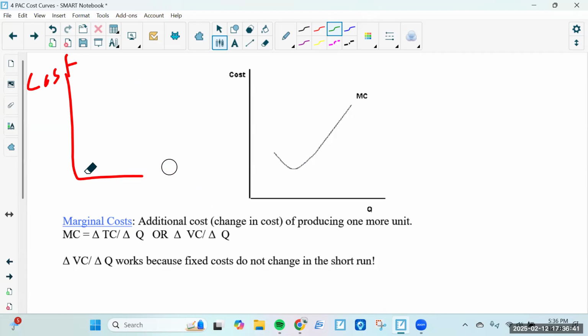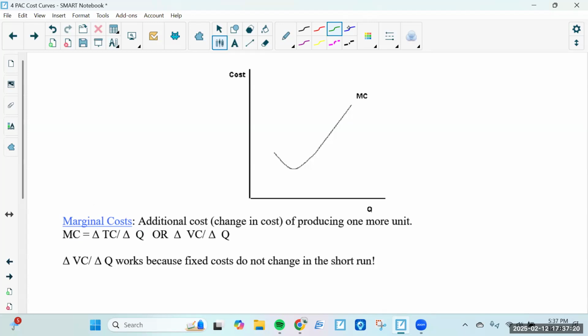Why is it shaped like this? Well, it's shaped like this because of the law of diminishing marginal returns. Before I get into that, let's find out what it is. Marginal cost, marginal means additional, and this is the additional cost of producing another unit. There are two different ways of calculating it. We can do the change in total cost. Delta means change in this course, the delta symbol is change. It's the change in total cost divided by the change in quantity. In other words, how much more total cost do I have by selling another unit?